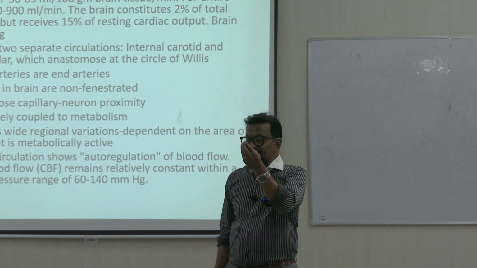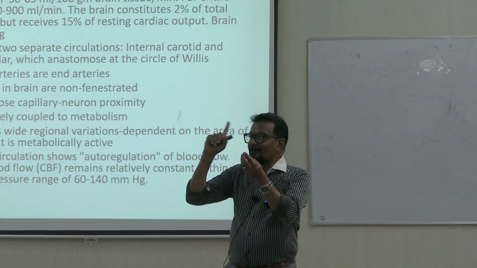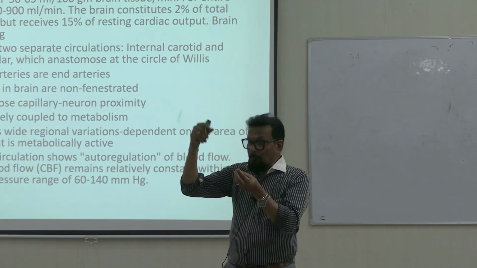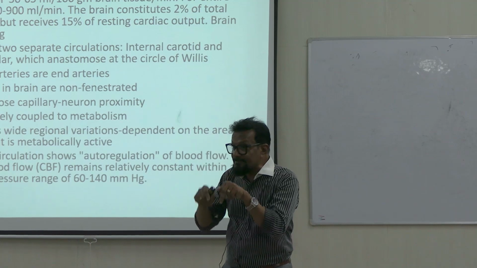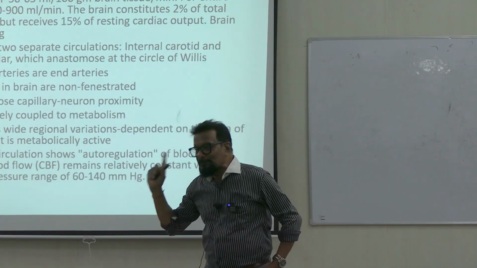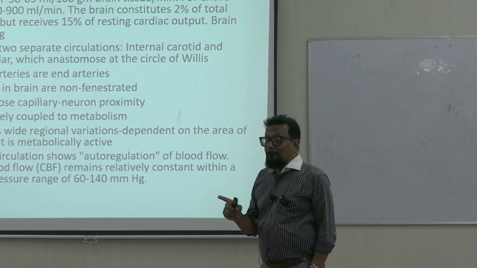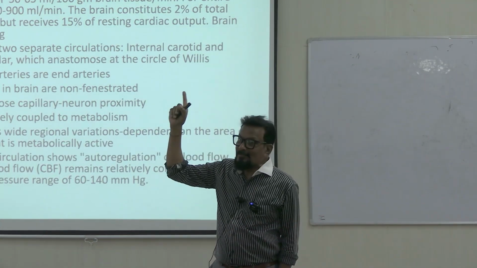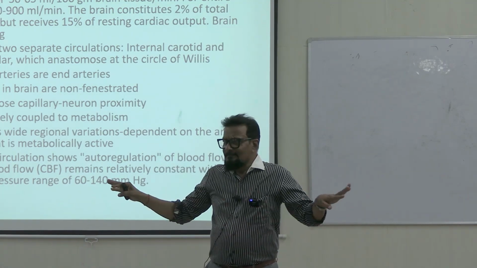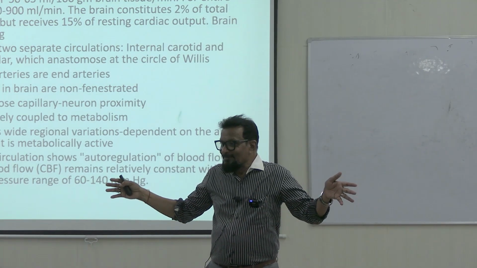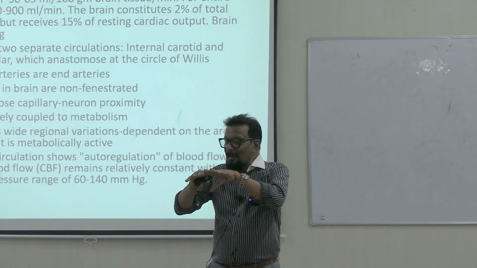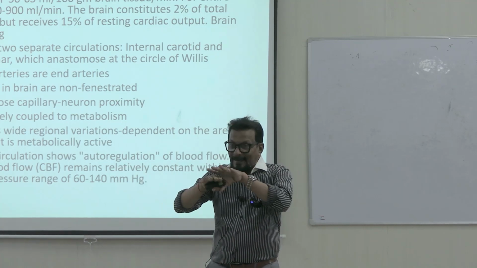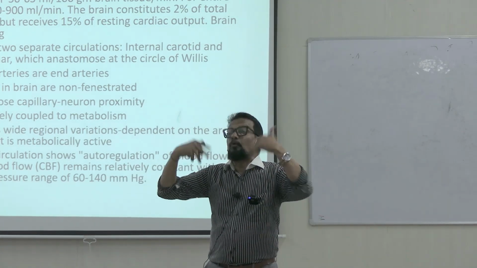If pressure is increased, the flow should be increased. If pressure is decreased, flow should be decreased. But here, because of autoregulation, if blood pressure is decreased to 60 or increased to 160, no matter. In both cases, the flow will be constant. It will maintain this pressure, this flow.